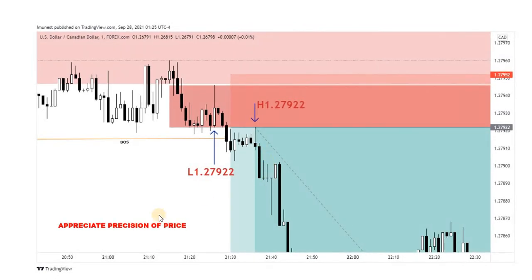And the next step, once again, we just want to appreciate the precision of price. You can see how price actually mitigated this order block to the tip. Here the low of this order block was 1.27922, and the high of this candle that mitigated the order block is exactly 1.27922. As you can see, this is just to show you the beauty of price distribution.